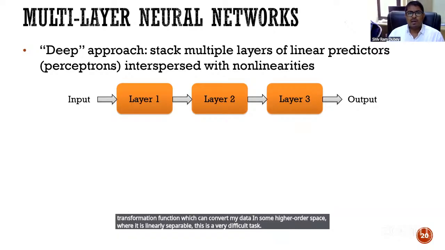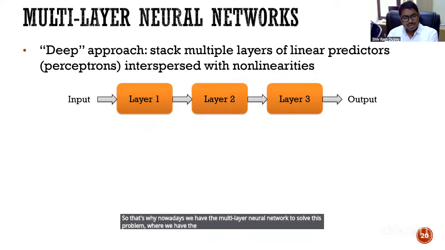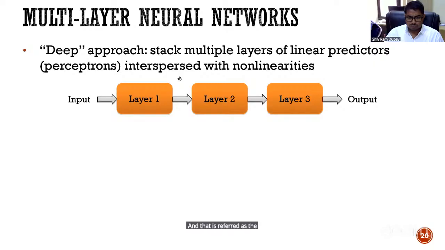So that's why nowadays we have the multi-layer neural network to solve this problem, where we have multiple layers, and in between we have multiple non-linear layers, and the input data will be projected into a feature space where it will become linearly separable in a hierarchical fashion. And there are also multiple other aspects that we will see shortly. And that is referred to as the deep approach.